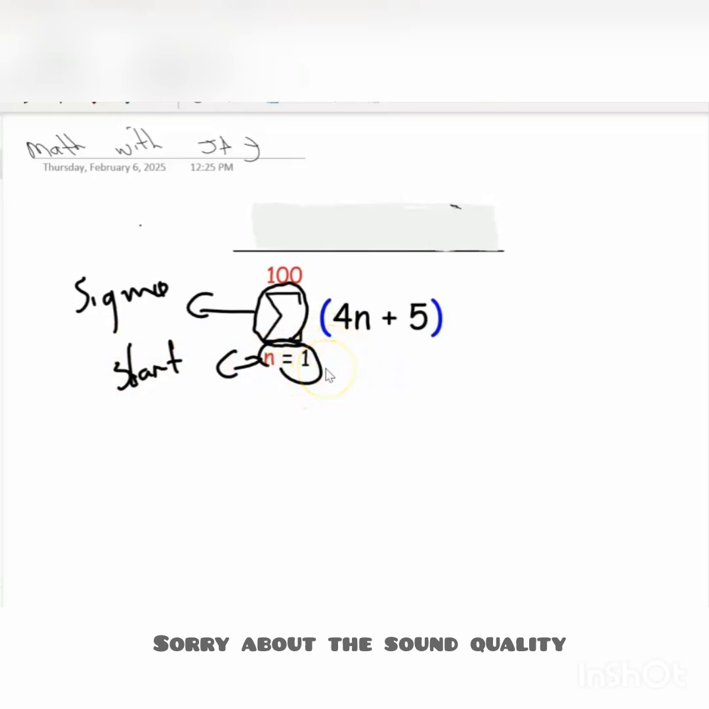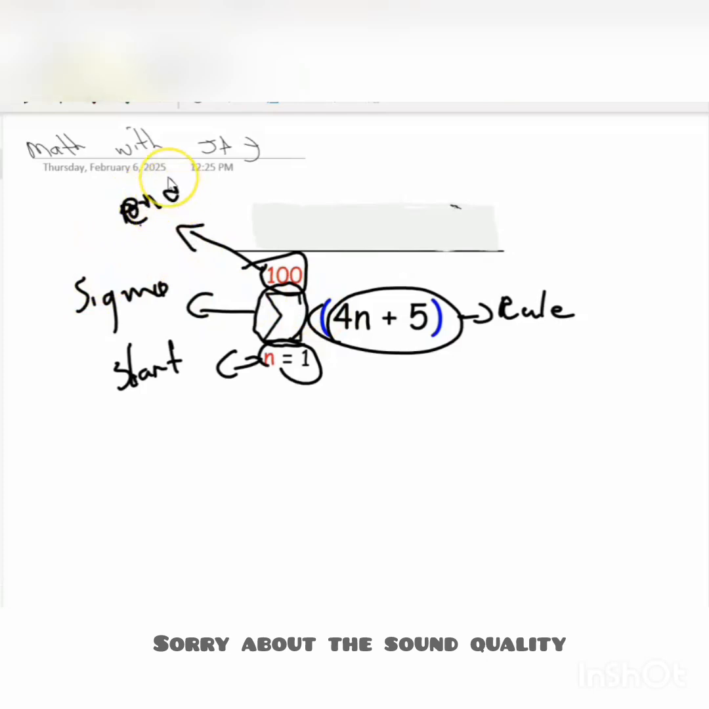I'm going to help you know how to use this, and this part is called a rule. This is going to help you get your sequence. Then this is where the sequence ends. This is 100. It means your sequence ends at term number 100. This is the end of the sequence.